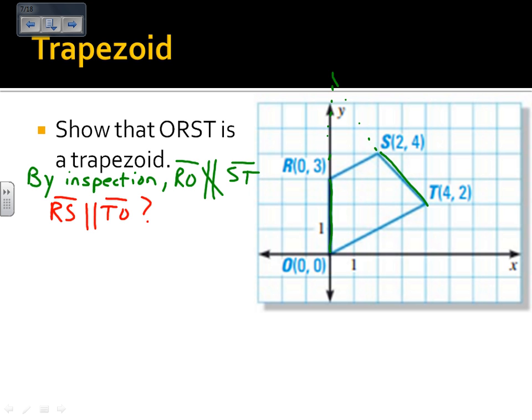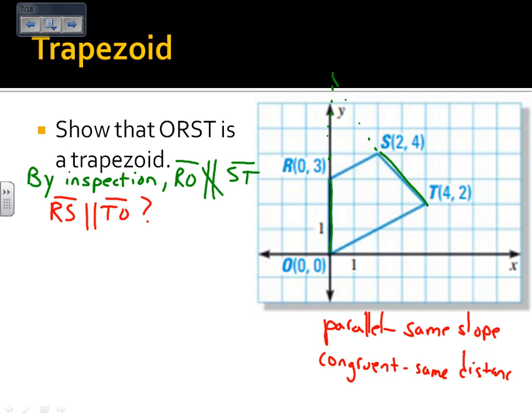Look at these two. This one is much shorter than the other one. So parallel, just to refresh your memory, is the same slope. Congruent is the same distance. We want to prove that they're parallel here, so we need to find the slope. What is my slope formula? Raise your hands, please. Otherwise, everybody can shout out. Slope formula?